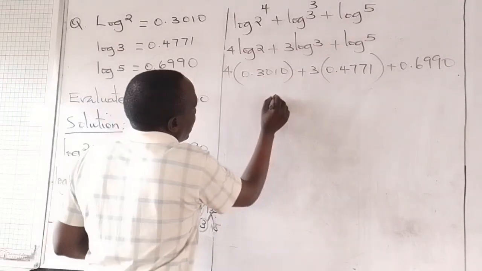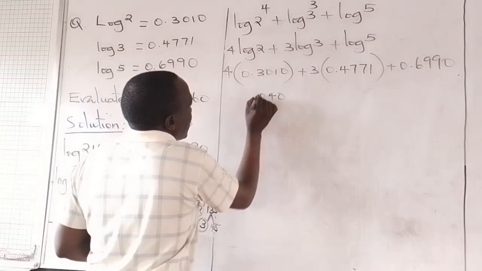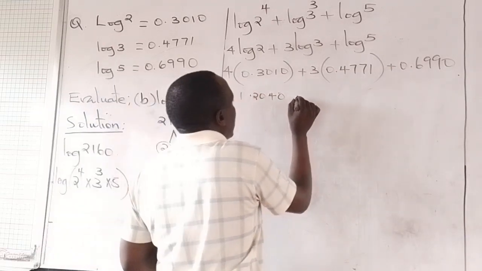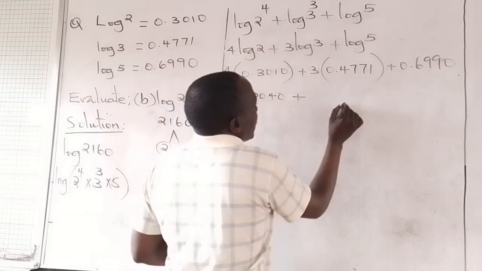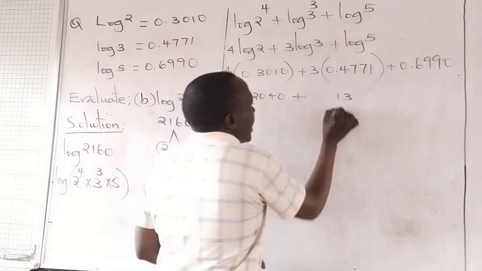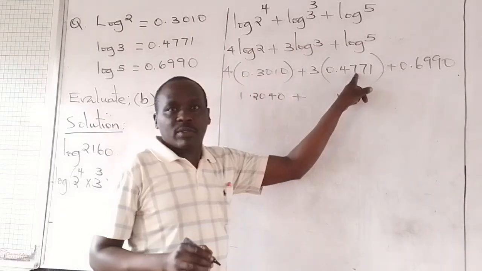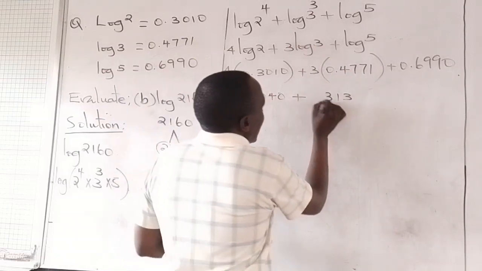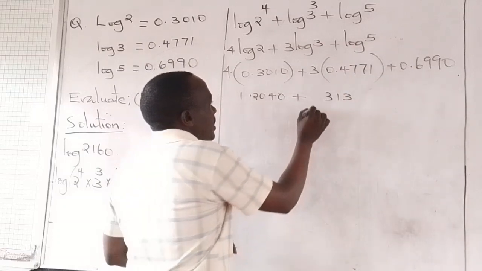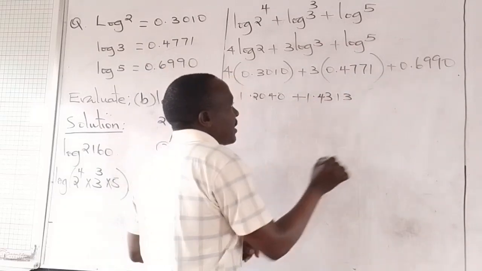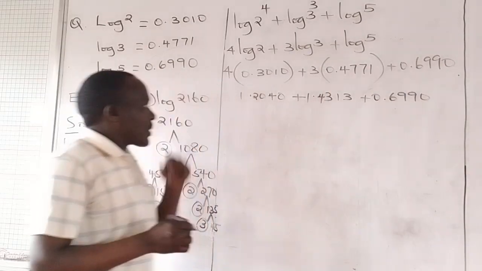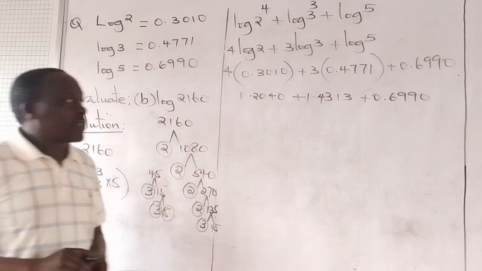So this one multiplied by 4, we are going to get 1.2040. Then this one will be 3. 3 multiplied by 1 is 3. 3 times 7 is 21, carry 2. 3 times 7, 21. 21 plus 2 is 23, carry 2. 3 times 4 is 12. 12 plus 2 is 14. Then we carry 1. Plus 0.6990. So after getting these logs, we are not going to use our calculator to add.